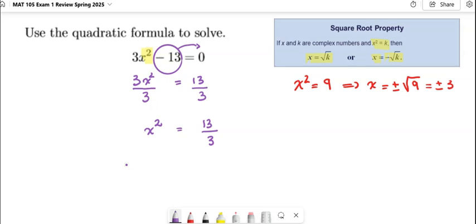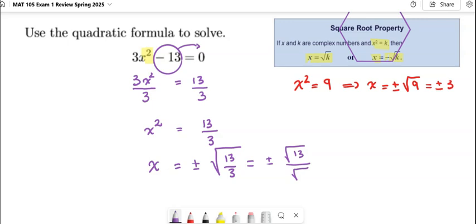Once I'm here, I can obviously apply the square root property directly. This is going to give me x equals plus or minus the square root of 13 over 3. You probably won't see this as a multiple choice option if you have a multiple choice question similar to this. So what you can do is rationalize the denominator. So this is going to be either plus or minus radical 13 over radical 3.